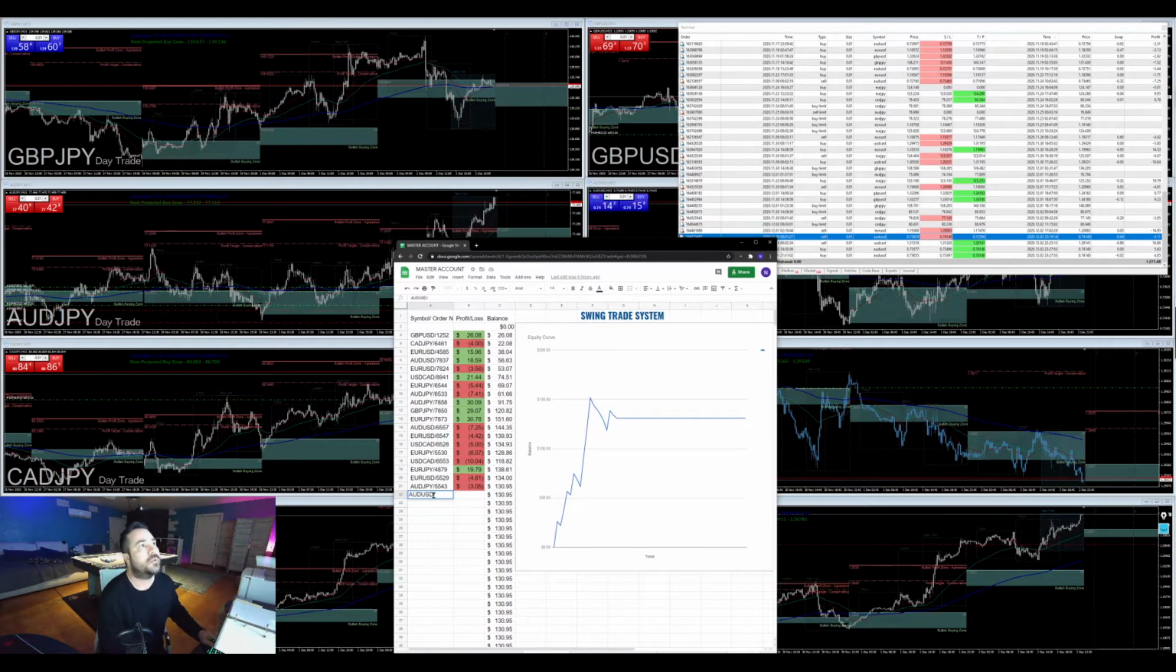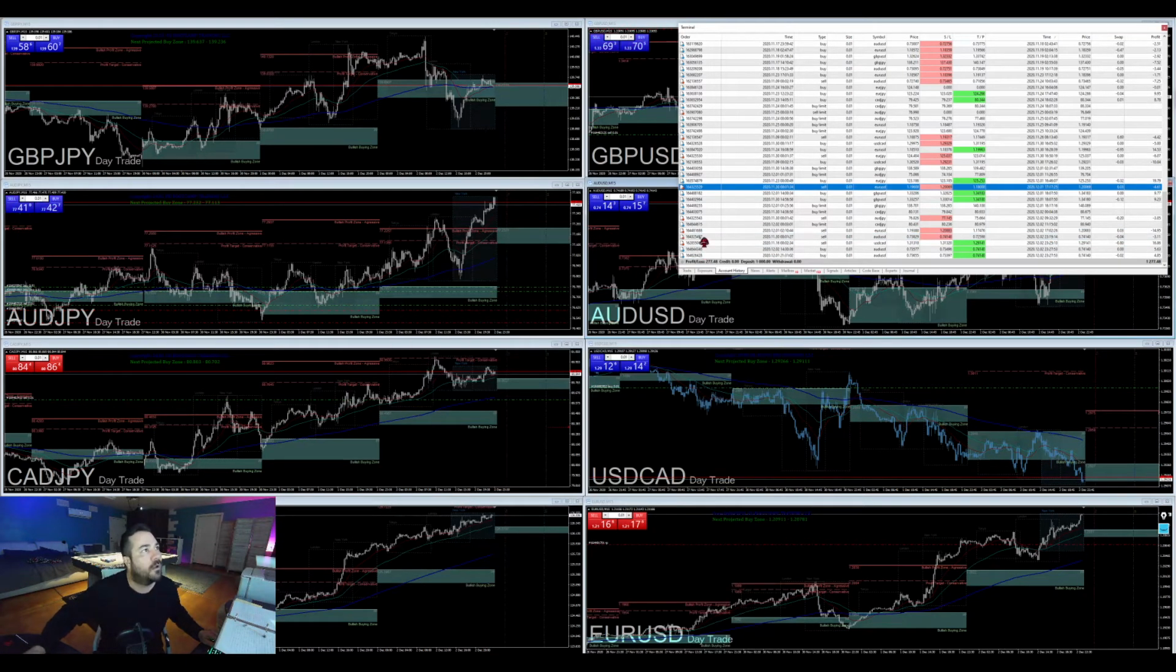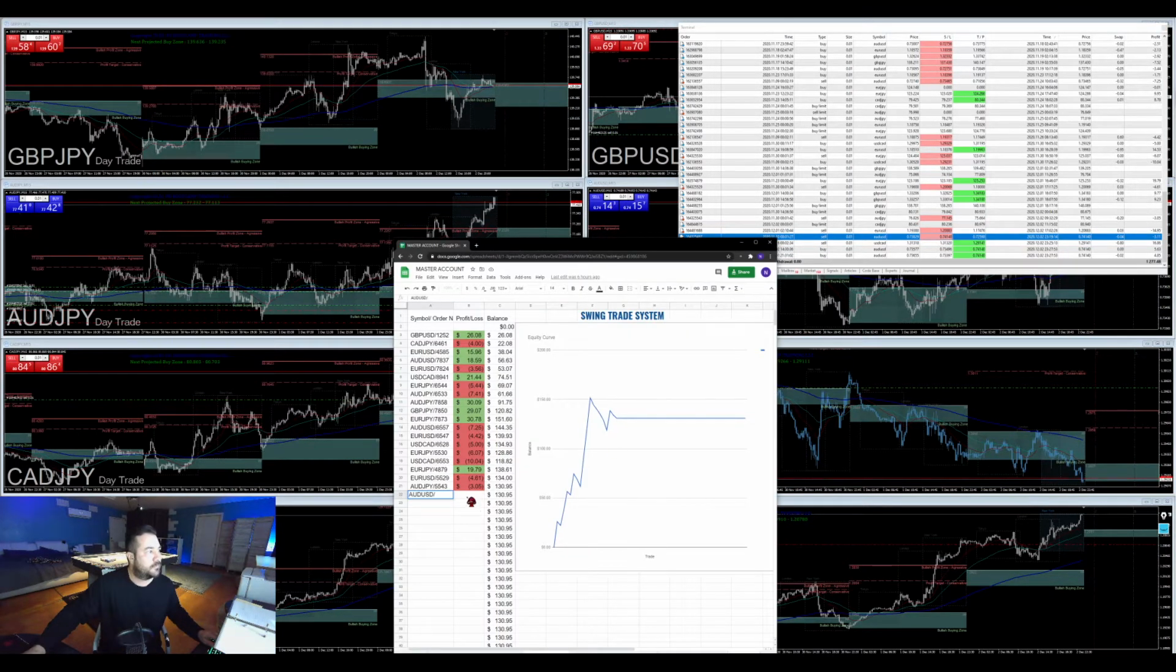That one was 2597. Okay, drawdown continues on the swing trades.